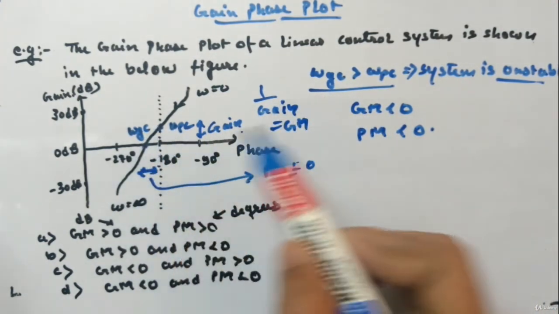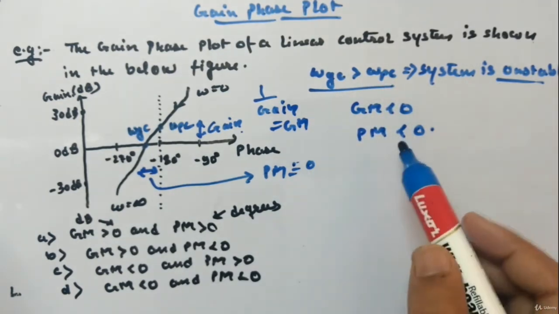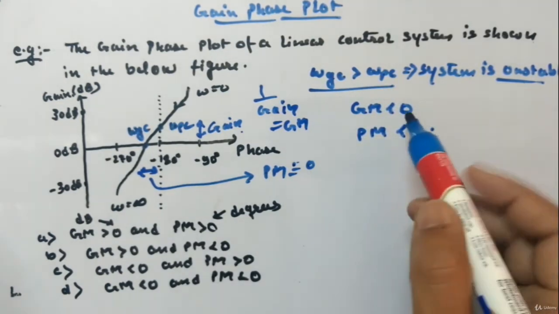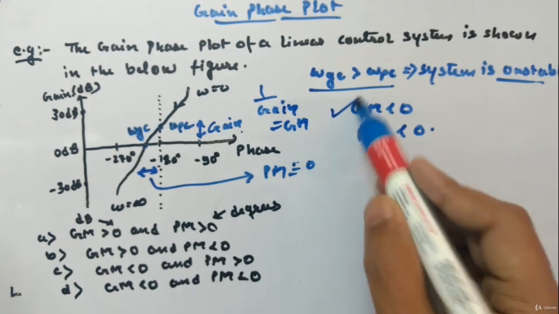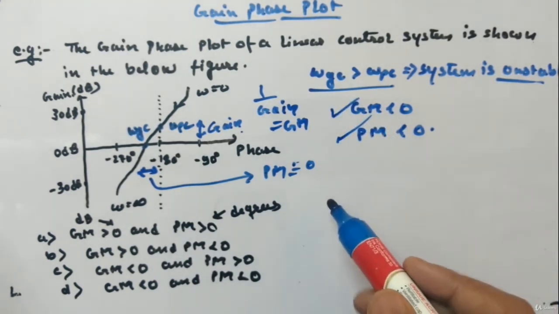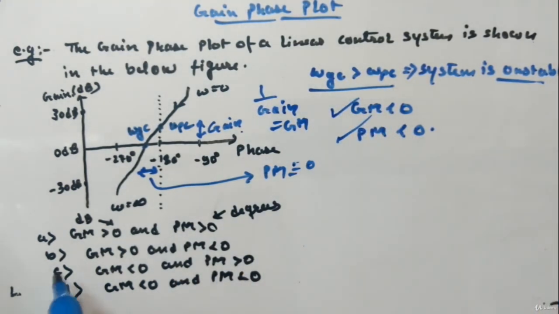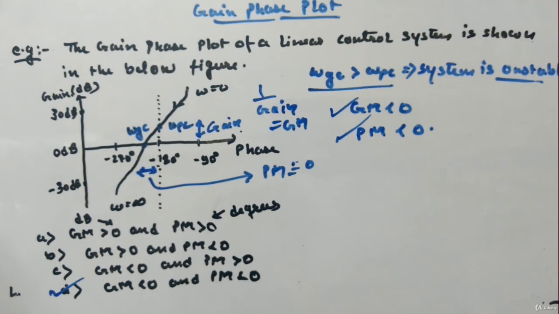So since the values are not given to us, you can't say the exact values, but because of the omega PC and omega GC, you can judge that the system is stable or unstable, and when the system is unstable, both of them are less than 0. Okay, so the answer would be D, gain margin less than 0 dB and phase margin less than 0 degree. Okay.